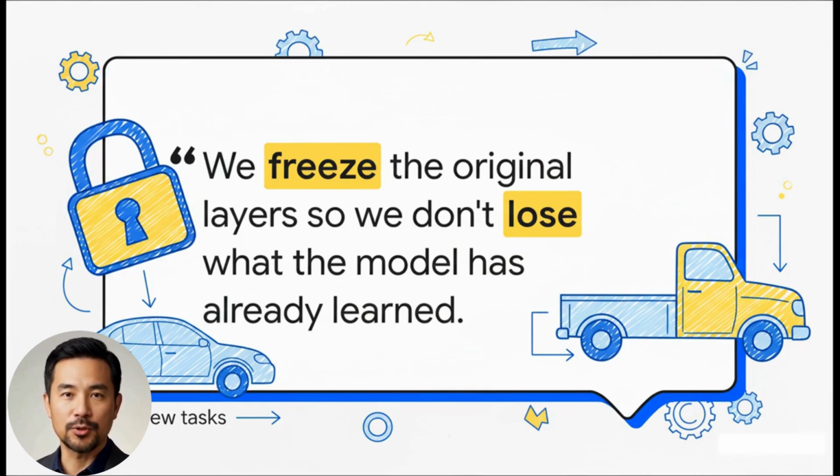That freezing step is the magic key here. By locking the original layers, we protect all the valuable knowledge the model already has. This stops the new training process from accidentally making the model forget what a wheel or a windshield looks like. We're essentially just locking in all that general, foundational knowledge.